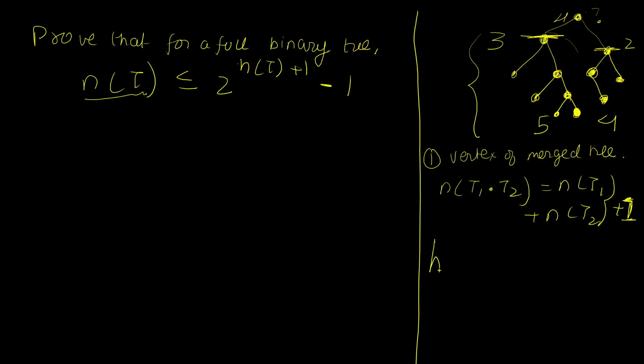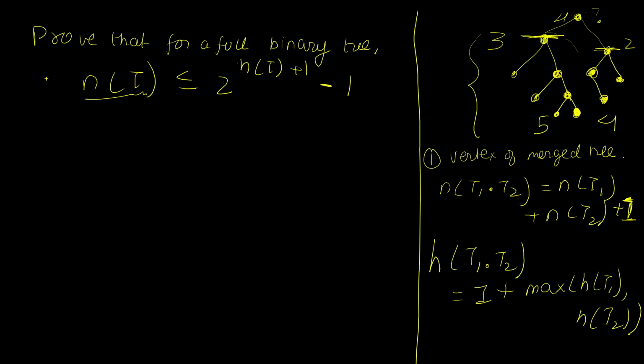So height of the combined tree t1 dot t2 is just going to be 1. And this is for the new edge. And then we'll add whatever the maximum height was between t1 and t2. Alright, now we have some basic ideas about height of trees and number of vertices. We can tackle this problem.